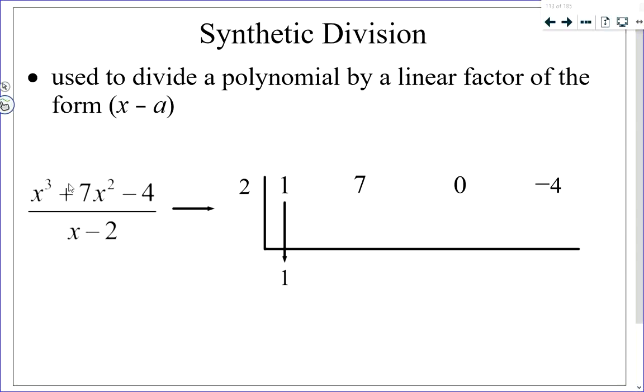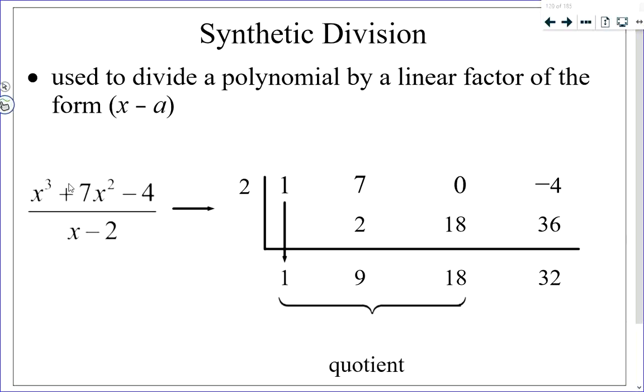The first step is to multiply the 0 of 2 by the number below the line to get 2, and I write it above the line. Then I add those two numbers that are stacked. 7 plus 2 is 9. I take 2 times the 9. I add 0 plus 18. 2 times 18 is 36. 36 plus -4 is 32.